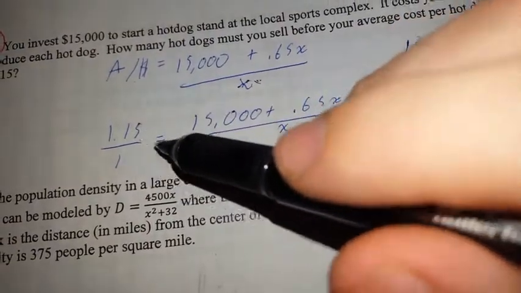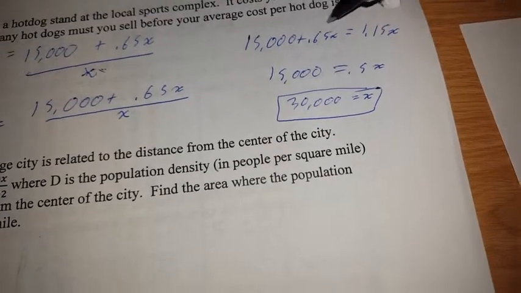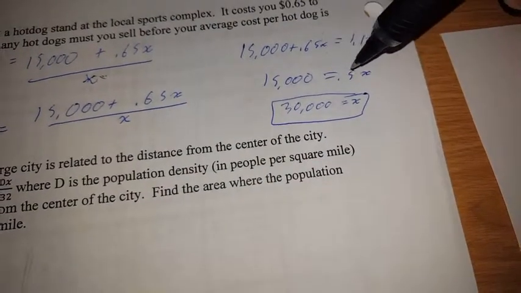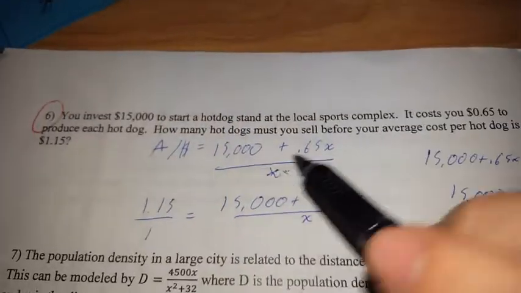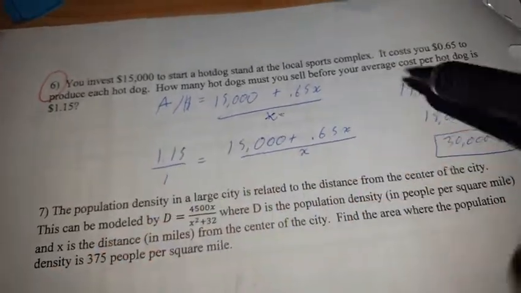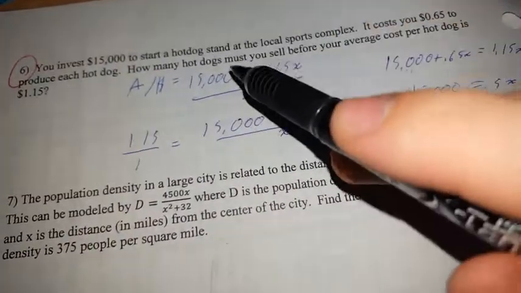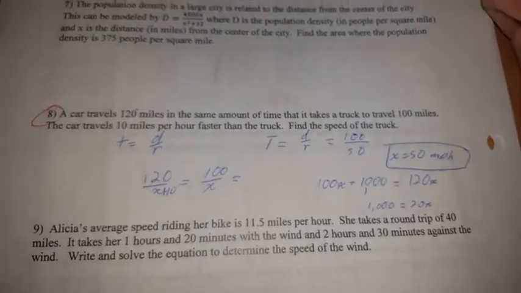So 115 over 1 equals that. Cross multiply, you get that. You want to subtract that. 0.5x divided 30,000. You need to sell 30,000 hot dogs in order to have your average price be $1.15. Those two problems are pretty similar. You're just setting up the total problem and then dividing it by x. This last one is difficult. A little more difficult, rather.